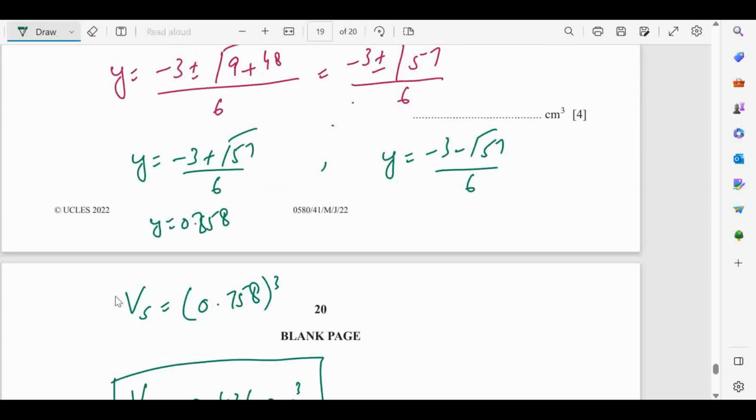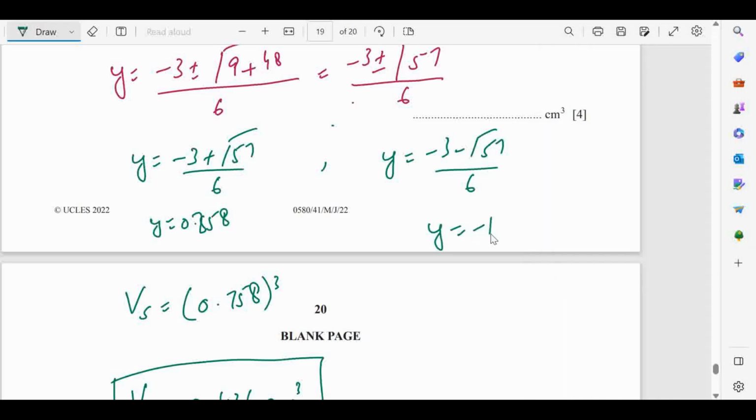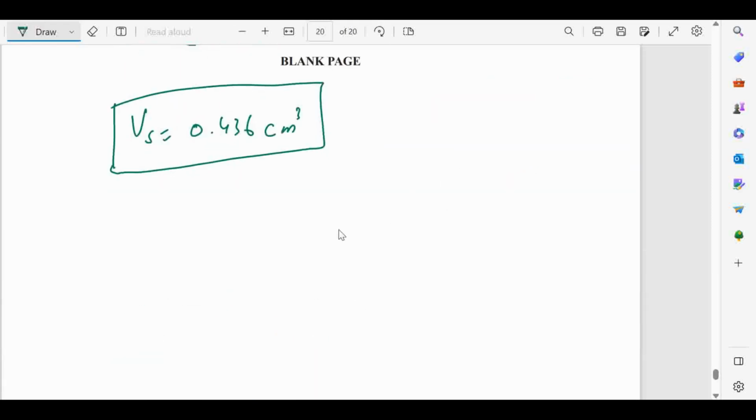Let's find out the other one. Now we need to calculate it again. So here, minus 3 minus square root of 57 divided by 6 will be equal to minus 1.575. So we will not go further because it is negative. So it means that this will be the final answer.